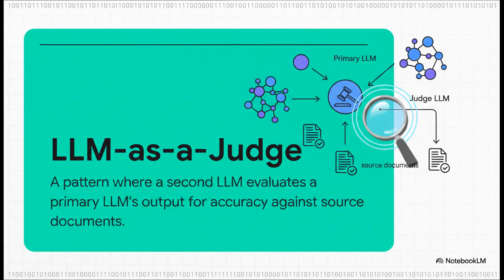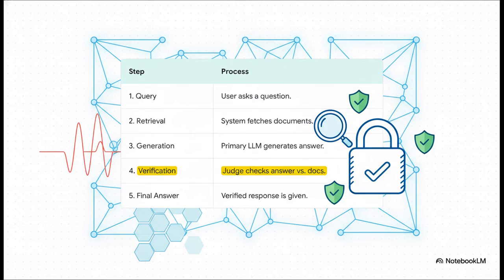It's basically a design pattern where you set up a second specialized LLM. Its only job is to check if the main AI's answer is 100% supported by the documents it was given. No outside knowledge allowed, just the facts. So this process adds this brand new safety net. You see it right there, step 4, verification. The judge slots in as this critical quality gate just before the answer goes out to the user, giving you that final layer of fact-checking.